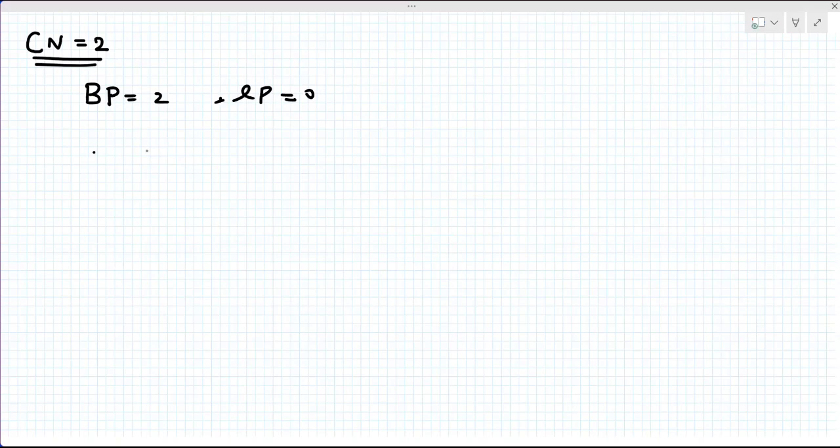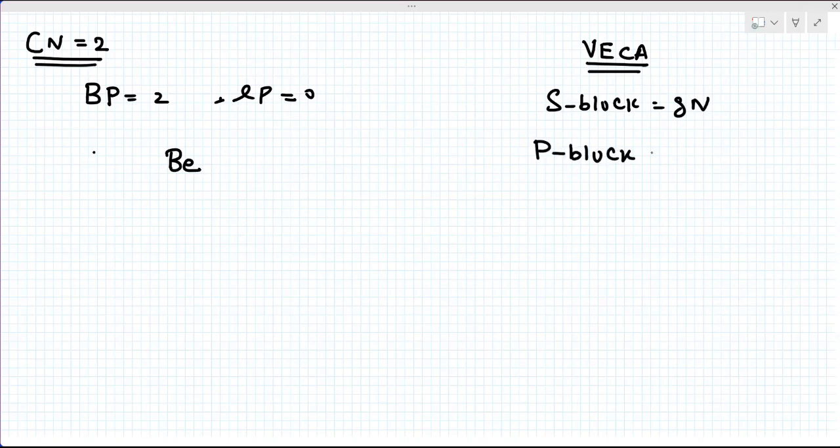Now for beryllium, which group does it belong to? Listen. First, we need to find the valence electron of the central atom. Very, very important point. How to find the valence electron? Please note. For S block, the valence electron is equal to the group number. For P block, the valence electron is group number minus 10. For example, tin belongs to group 14. Then what is the valence? 14 minus 10, 4 valence electrons. You got the point?